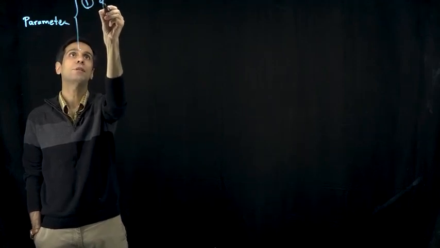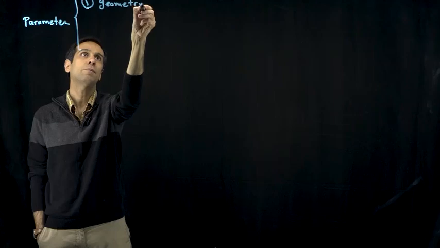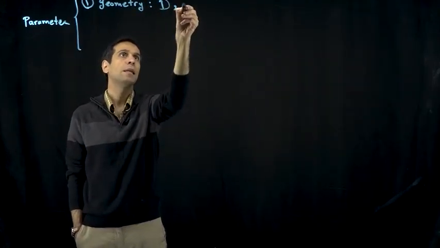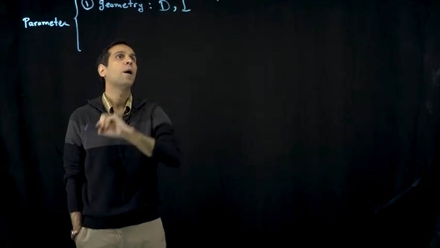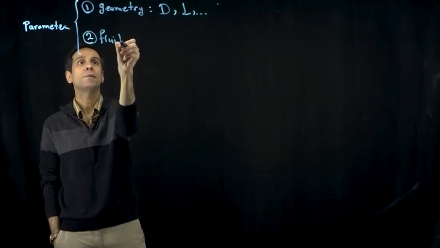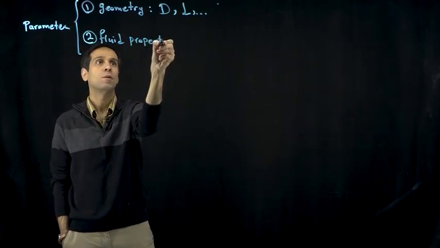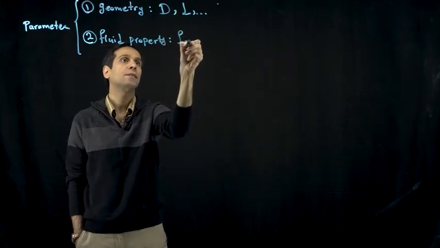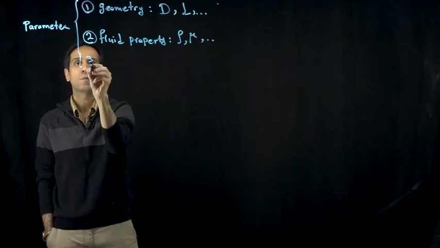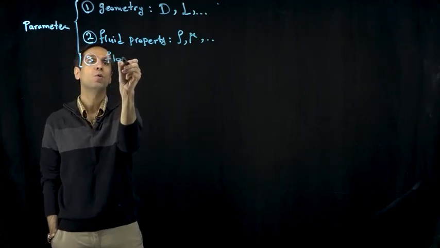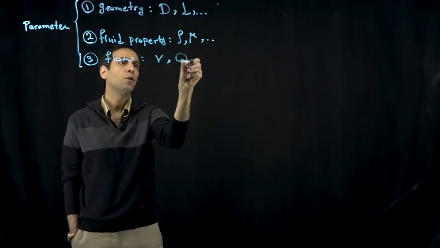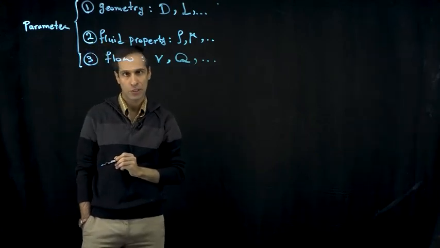It can be a geometrical parameter, for example, diameter of the pipe, length of a cylinder, or some others. It can be related to the fluid property, for example, density, viscosity, kinematic viscosity, and many others. Also, it can be a flow parameter. For example, velocity of the flow, volumetric flow rate, mass flow rate, and the rest.